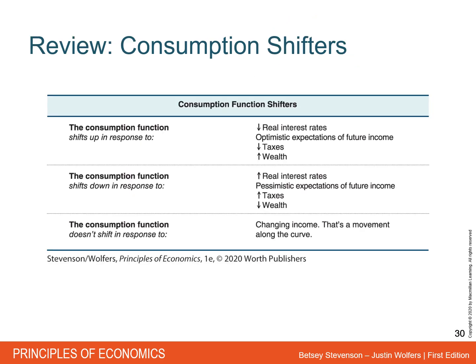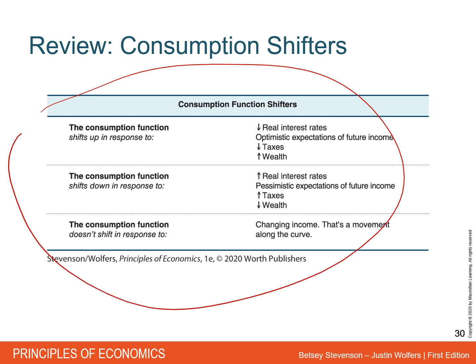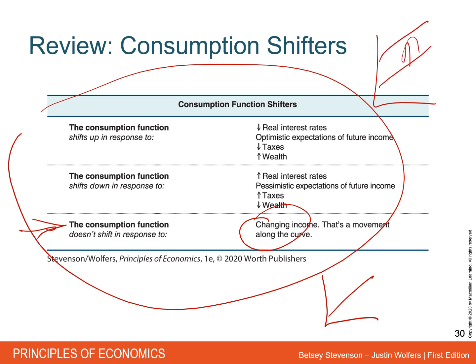All right, so guys, really be familiar with this slide over here. This is a pretty good review or summary of all the factors that can change our consumption function and also the factor that doesn't change our consumption function, right? So whenever your income changes, we're moving along the same consumption function. But if it's the other four factors that change, interest rate, expectation, tax, wealth, there will be a shifting of our consumption function.